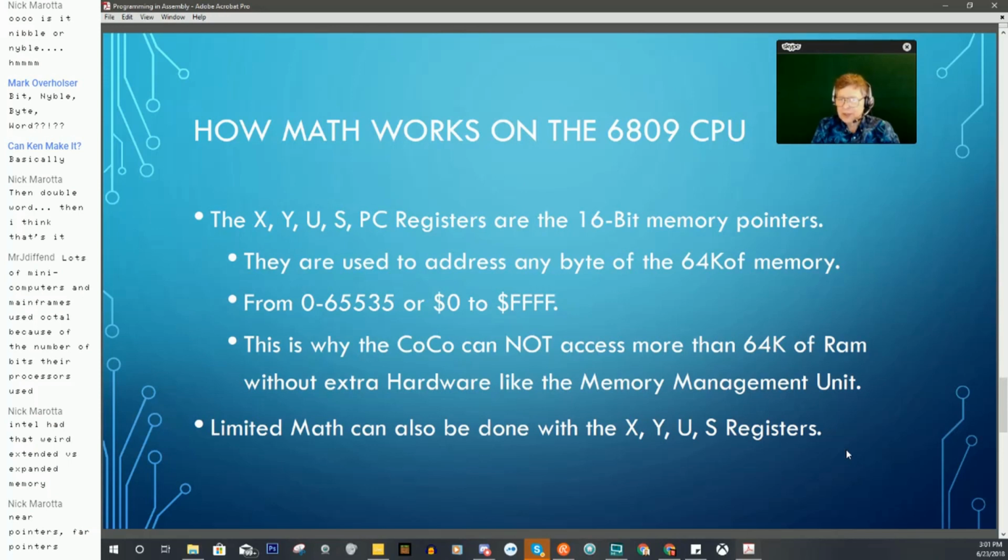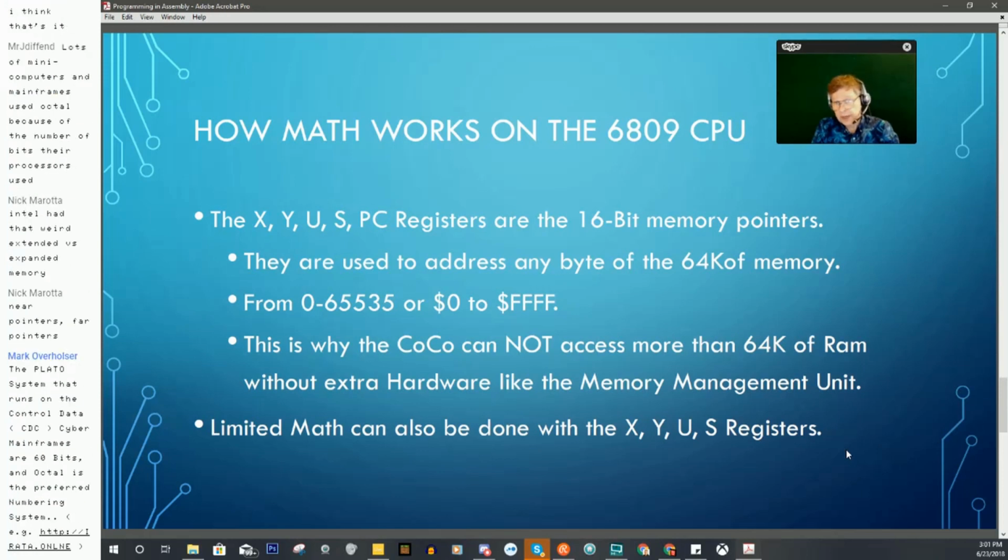You can also do limited math on the X, Y, U, and S registers too. So you're not hanged out to dry where you have to do all the math in the A and B registers or the D register. Most of the math that you do is usually trying to figure out how to point to something, because that's the goal: these registers are used to point to memory.